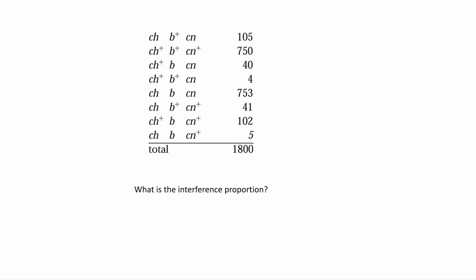Now for these gene pairs, in the last video you already worked on the gene order and the recombination frequency. You already worked on these two in the last video for the same question. Now for the same question, what you have to do is tell me the interference proportion.